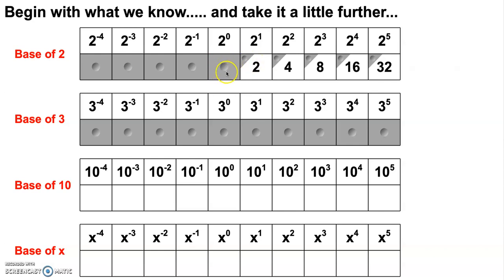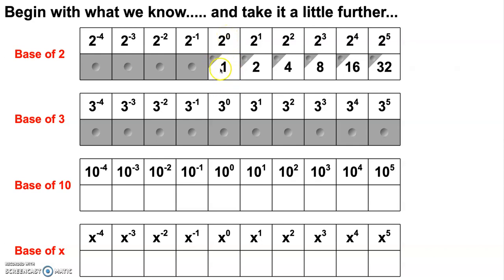How would I get this next block here? Well, I know to work backwards, I'm going to have to divide by 2. So I take this value here, 2, and divide by 2. And 2 divided by 2 is just 1. So 2 to the 0 power is 1.